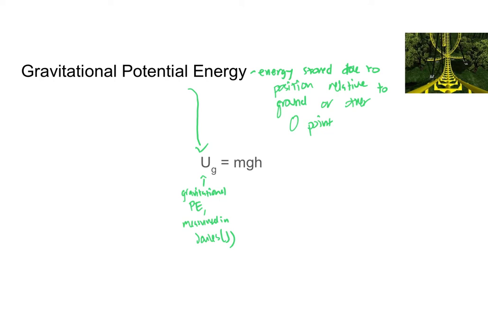Now, our potential energy is given by mass, again in kilograms, times little g, which is 9.8 on Earth. Might be different if we're on a different planet. Times our height off the ground, which we're going to measure in meters. So that is our equation for gravitational potential energy. Let's go ahead and look at an example.